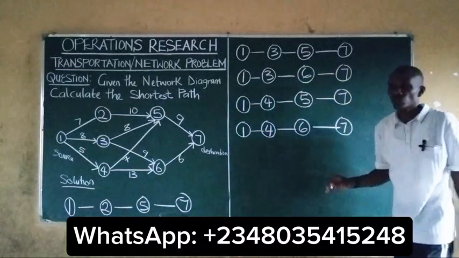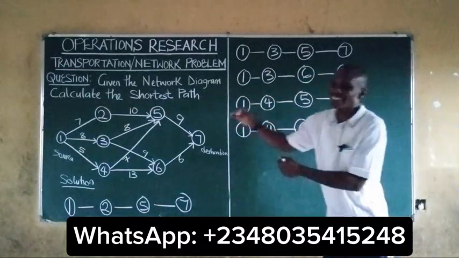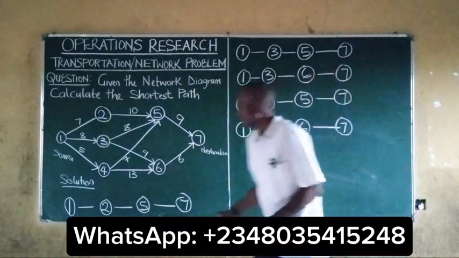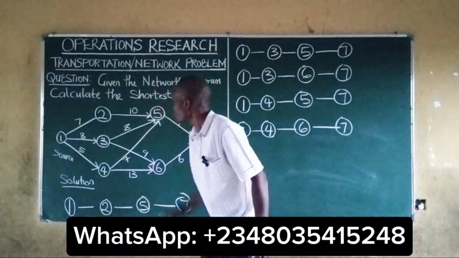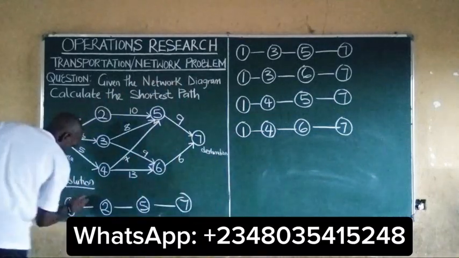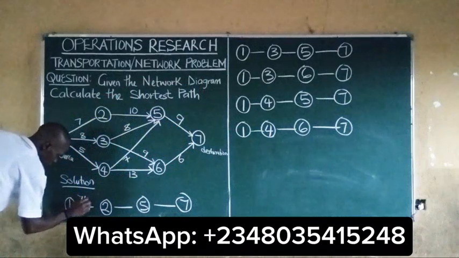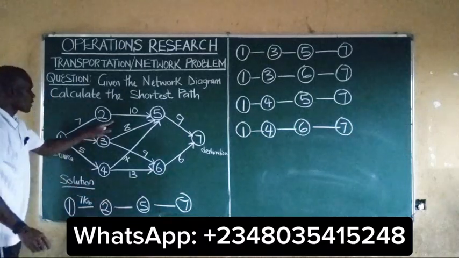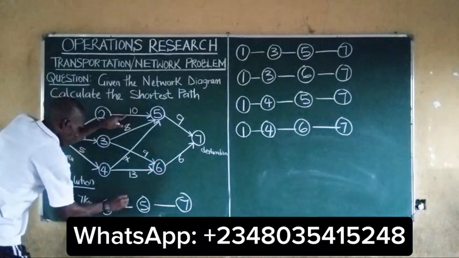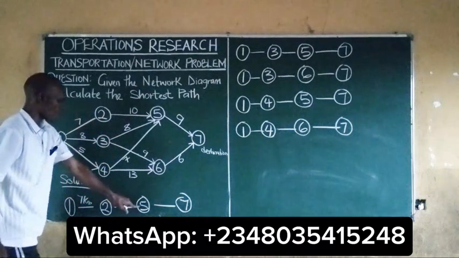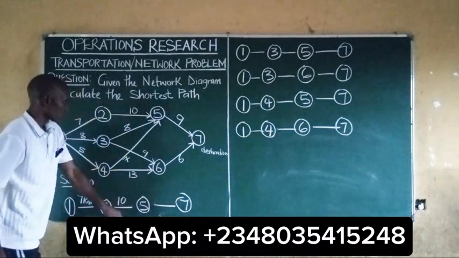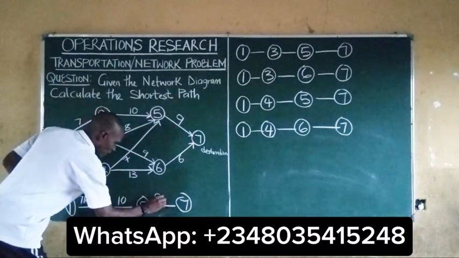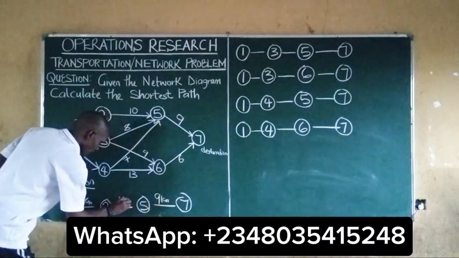The next thing to do is to take the distance between these routes. First, the distance from 1 to 2 is 7 kilometers. The distance from 2 to 5 is 10 kilometers. The distance from 5 to 7 is 9 kilometers.